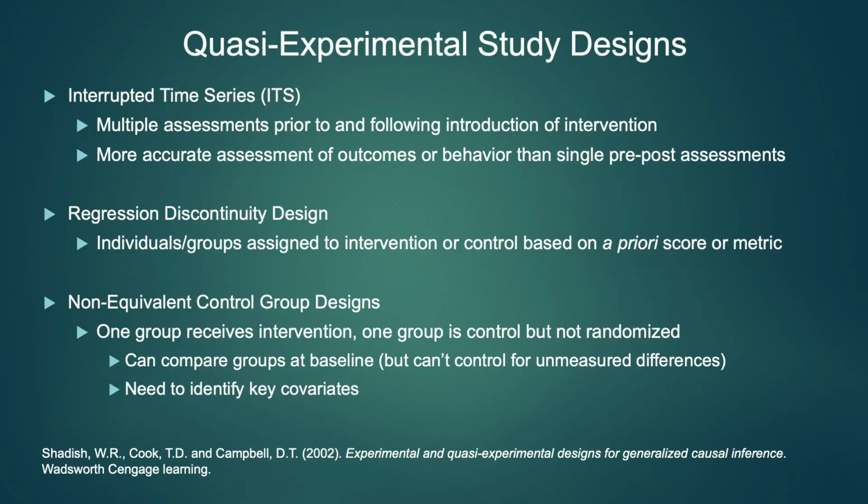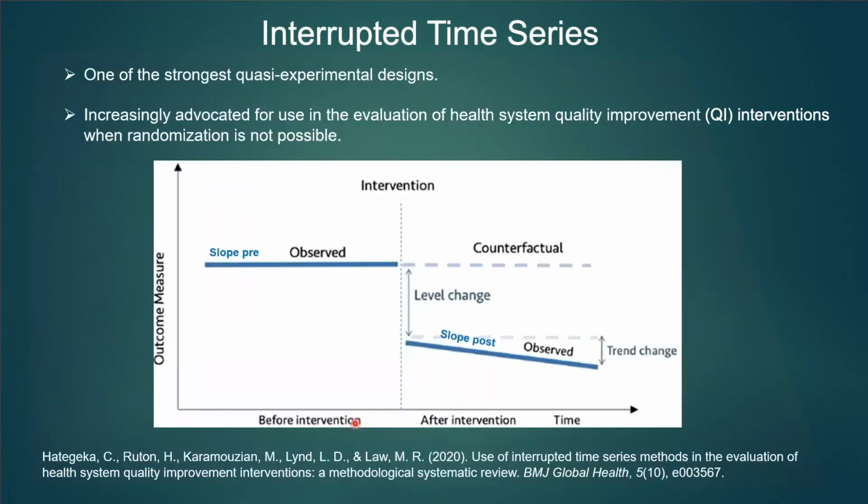So there are a number of quasi-experimental study designs that you can also use if randomization is an issue. It's interrupted time series, also regression discontinuity designs, and non-equivalent control group designs. I think some groups wouldn't consider the gold standard, of a randomized trial or fully cluster randomized trial, but there are alternatives and some very strong alternatives for inferring causality. So one of those is the interrupted time series, which is really one of the strongest quasi-experimental designs. And it's also very useful in health system quality improvement. So if the implementation strategy is aimed at quality improvement, that can be really useful.